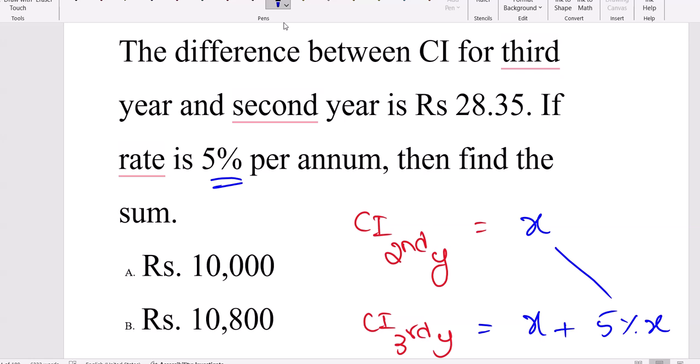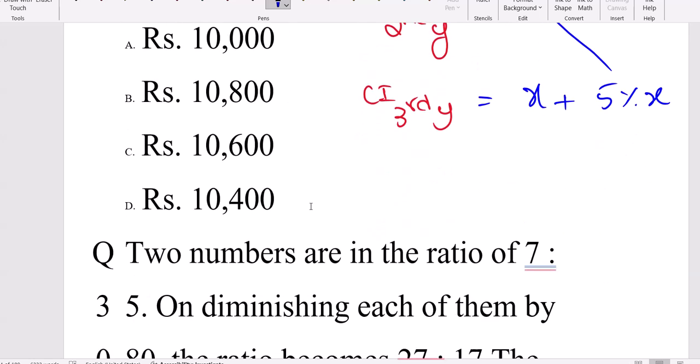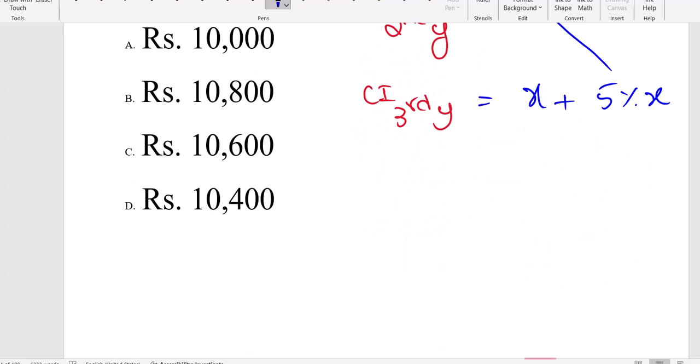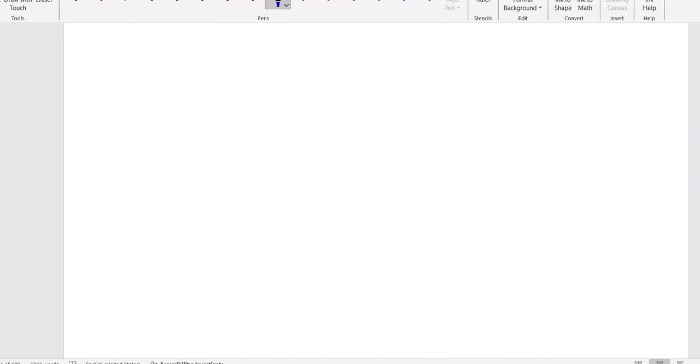For second year, interest is X. I am telling you, if second year interest is X rupees, then third year interest is X plus 5% of X. Okay, or else maybe better tracking is this: from first year onwards I'll give you the track. That may give some better clarity for you, concept understanding.